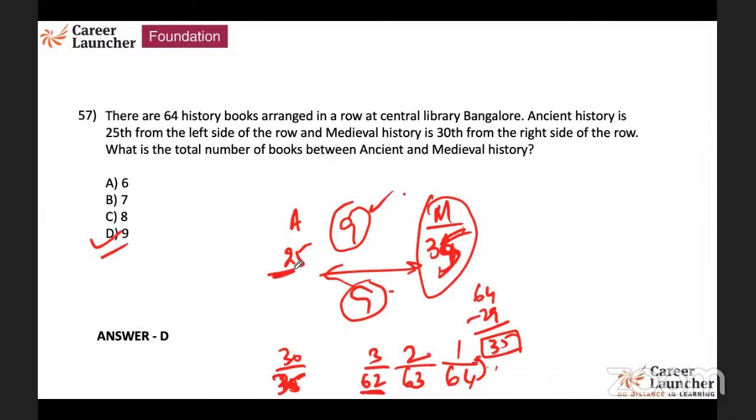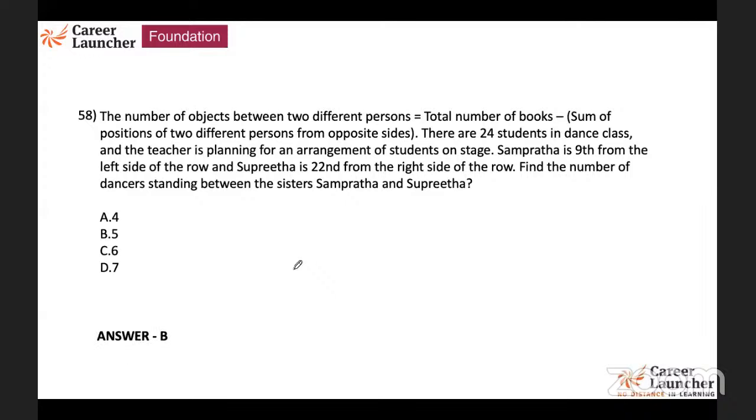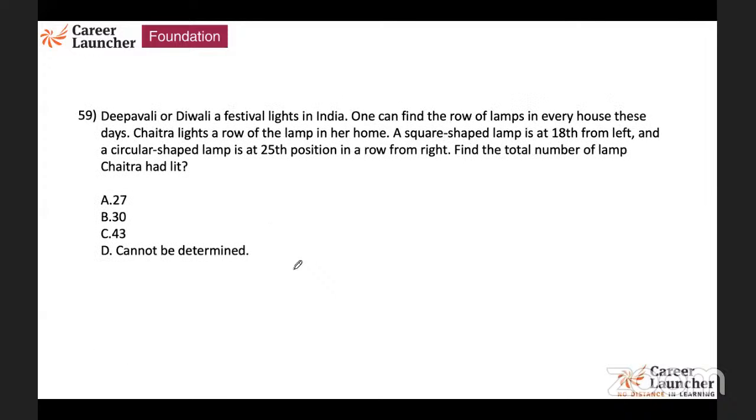Okay, I am skipping a couple of questions. Look at this question very quickly. Deepavali or Diwali is a festival of lights of India. One can find a row of lamps in every house these days. Chaitra lights a row of lamps in her home. A square-shaped lamp is at the 18th from the left, and a circular one is 25th from the right. Find the total number of lamps.